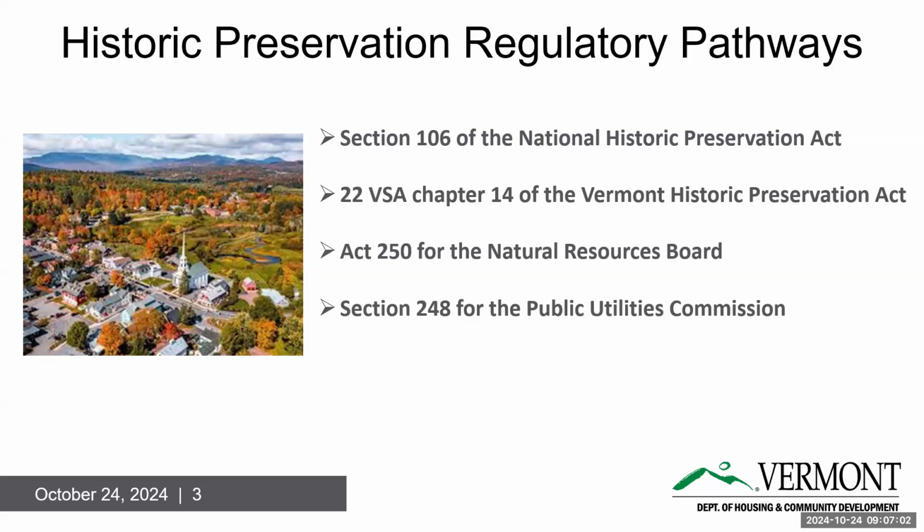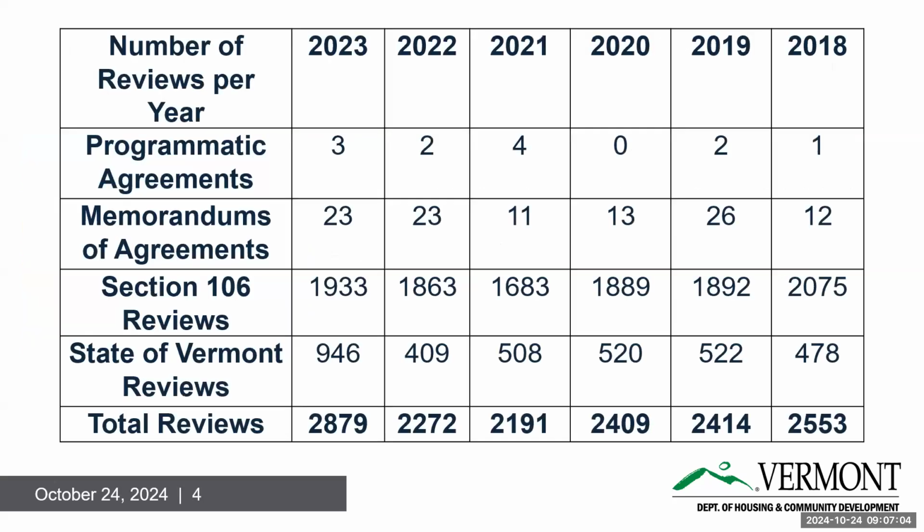And the reason I'm mentioning all of these is because of the whopping chart where we are tallying up how many reviews we're looking at annually. So we're close to 3,000 last year. We had a dip during COVID, but things are picking up immensely. And so our Section 106 reviews are rising close to 2,000 a year.